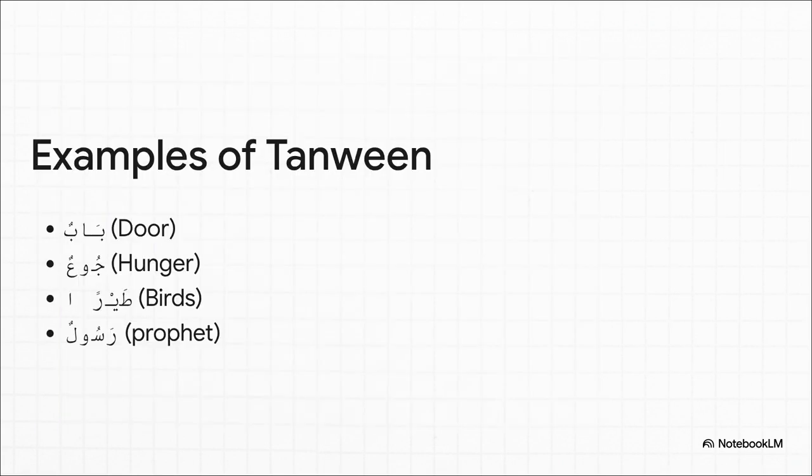Just look at these examples. See the 2 little strokes on top of babun? That makes it babun, or a door. Or look at rasulun, which means a prophet. That double marking, whatever its shape, is tanween. If you spot that, it is a dead giveaway that you have found an indefinite noun.